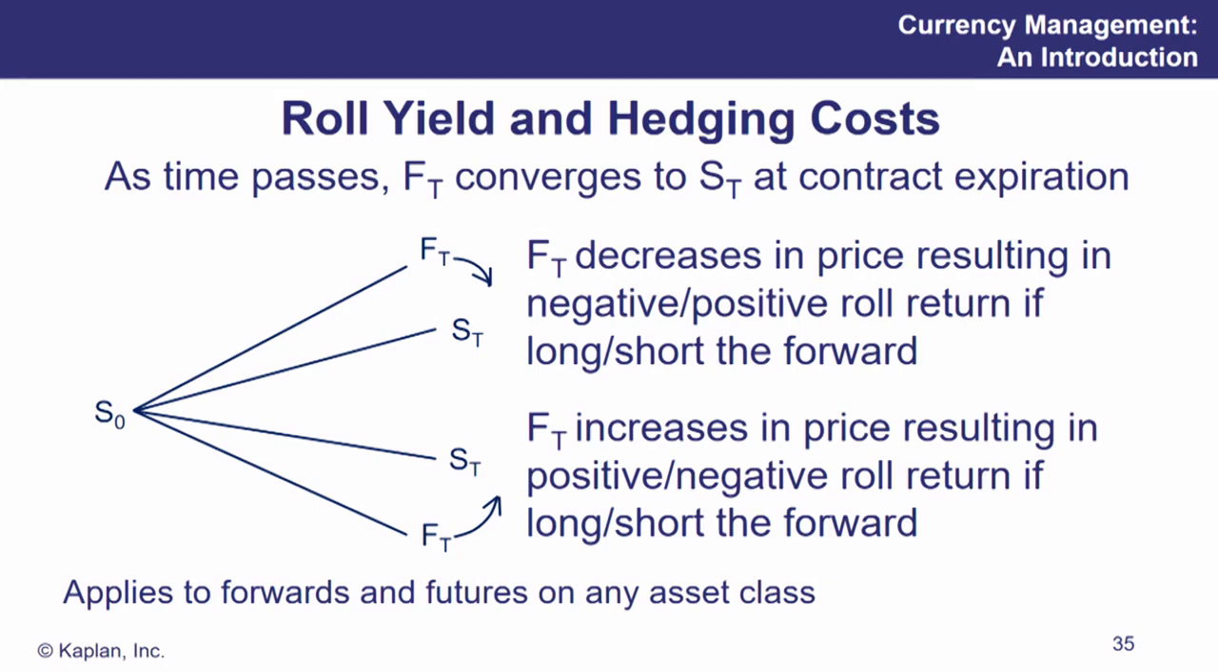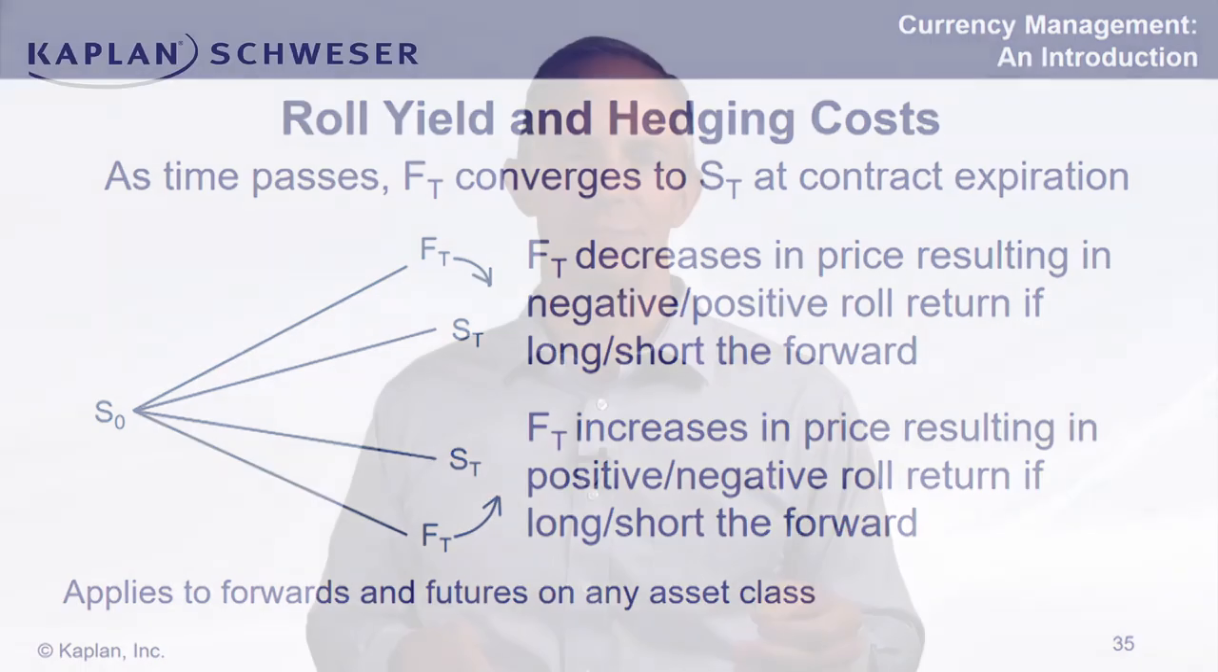Then if we're down at the bottom, those bottom two legs on our little line chart there, if FT increases in price, well, then that's going to give us a positive roll yield if we're long the forward, negative roll yield if we're short the forward. So basically looking at the changes of the futures price relative to the spot price during that period of time can also give us a sense of, are we getting a positive or a negative roll return?